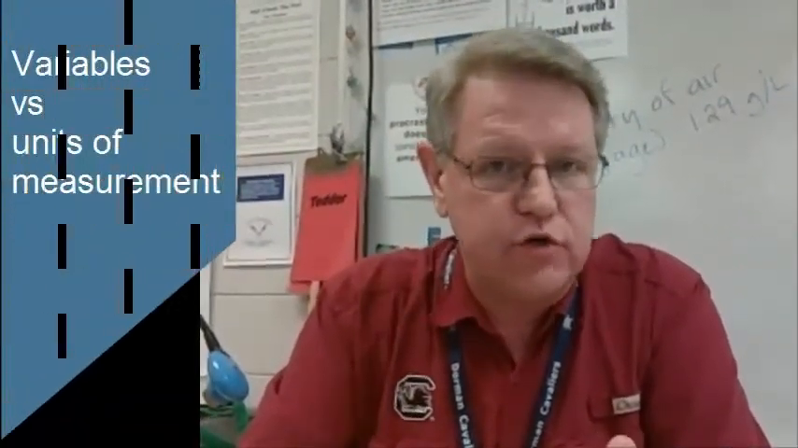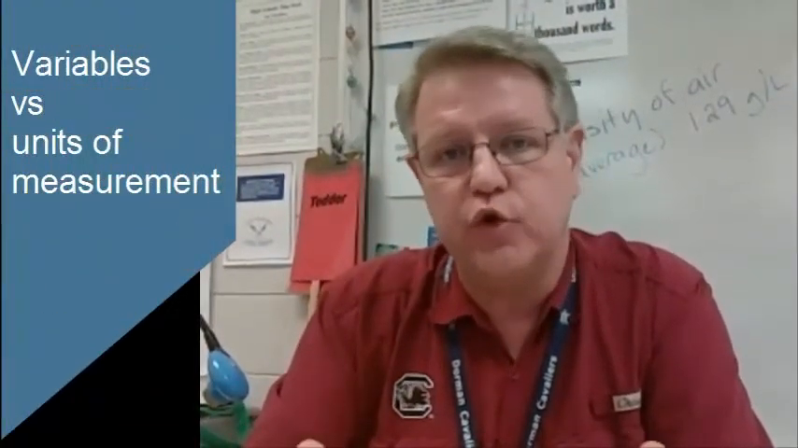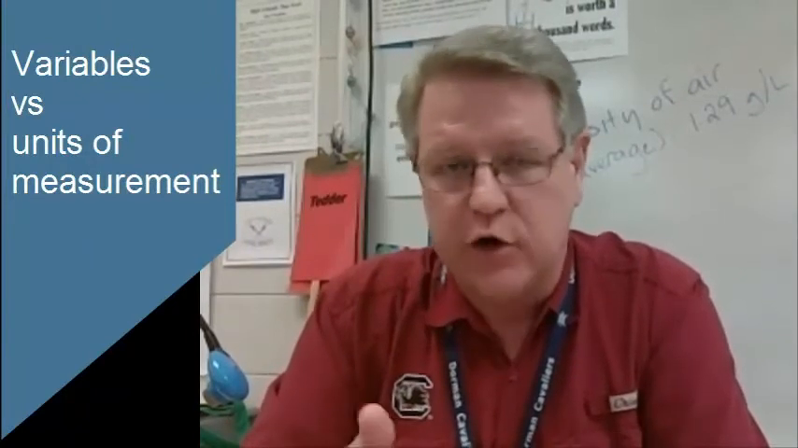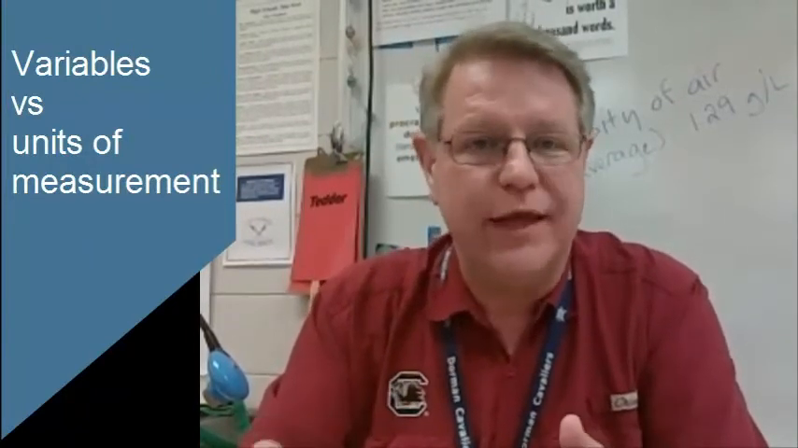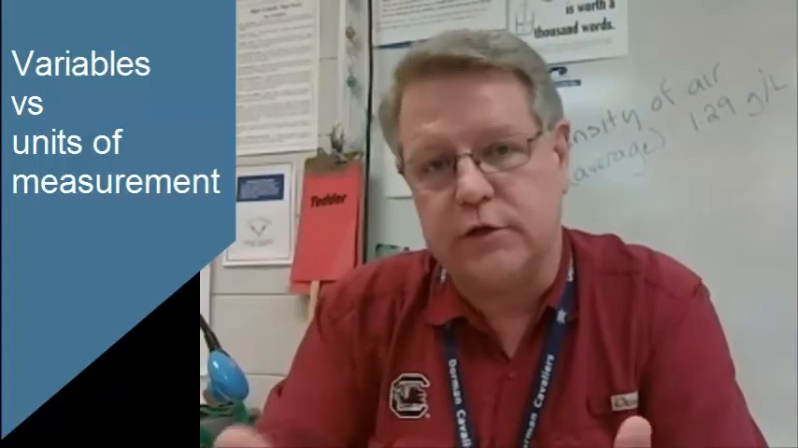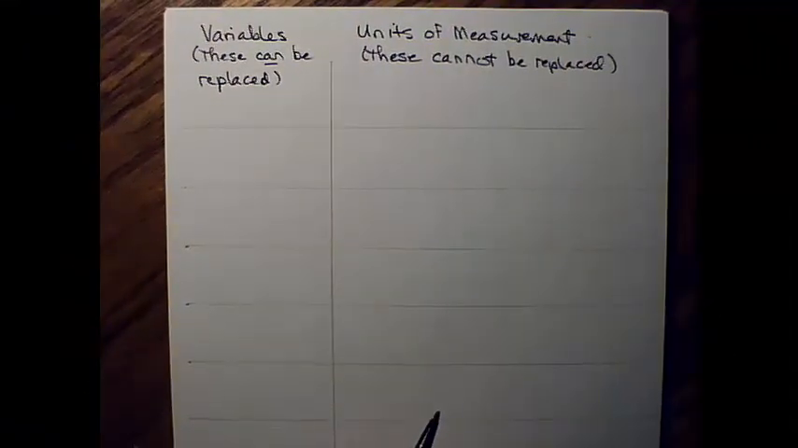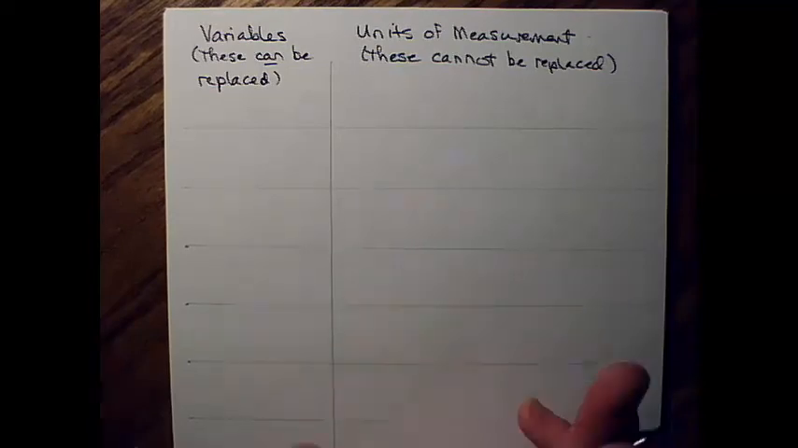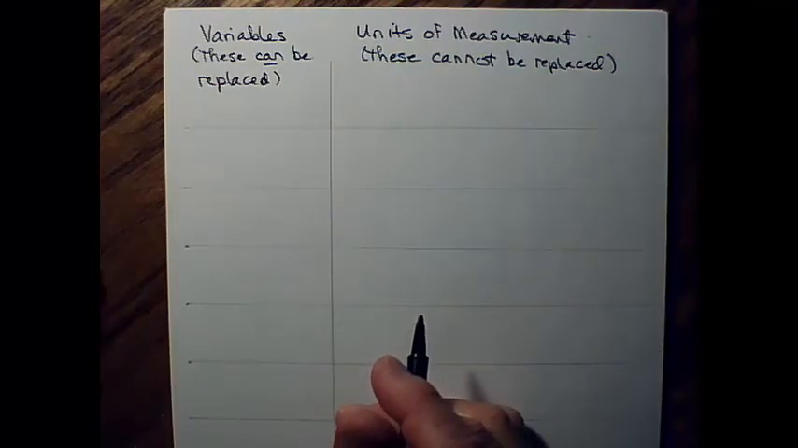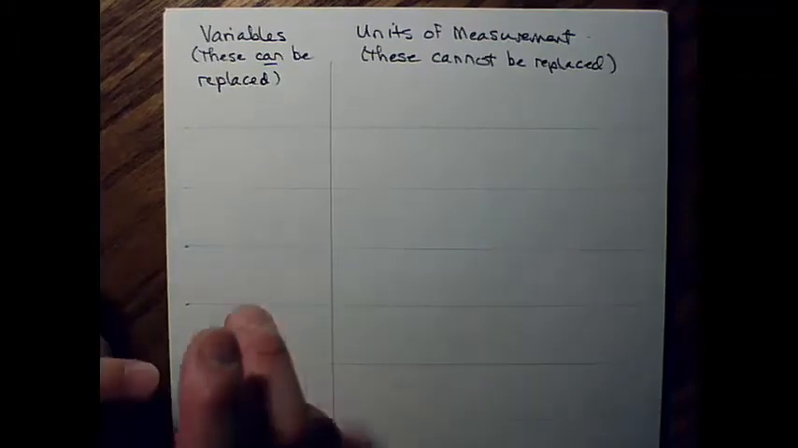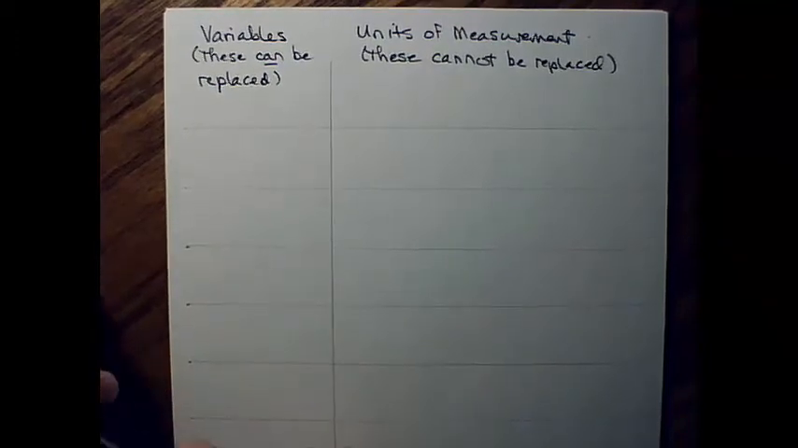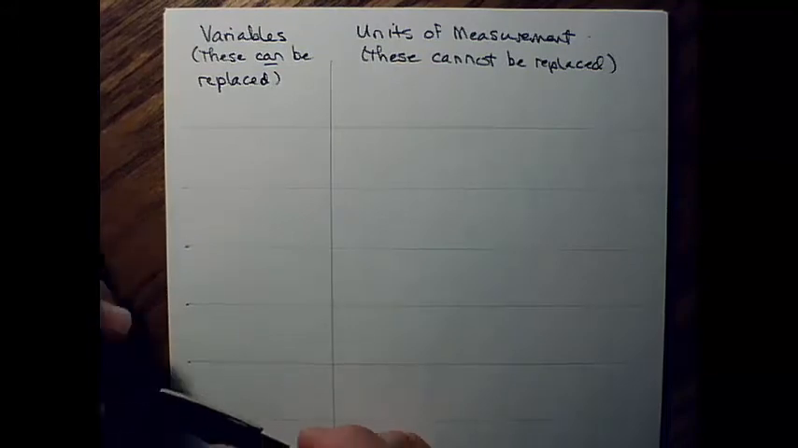We're in the unit of instruction where a lot of students seem to confuse the difference between variables and units of measurement. They aren't the same thing. So this lesson is about understanding the difference. An awful lot of the time, students confuse the difference between variables and units of measurement, and it really messes you up when you're doing calculations with gas laws especially.